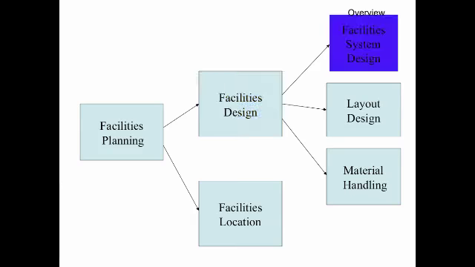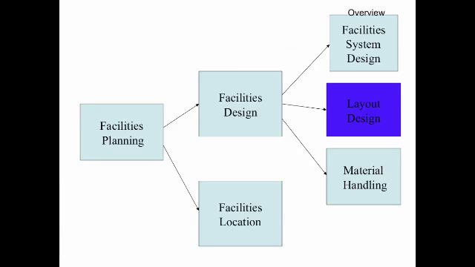The facility system design has to do with the stuff that is built into the facility, like the electrical system or the HVAC systems or any kind of structural issues like columns and things like that. That's part of the facility system design. The layout of the design of the facility is where we're going to be spending most of the time in this class, looking at how to lay out a facility.